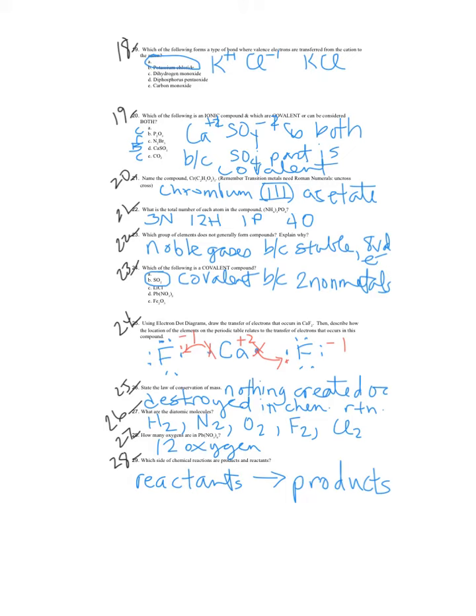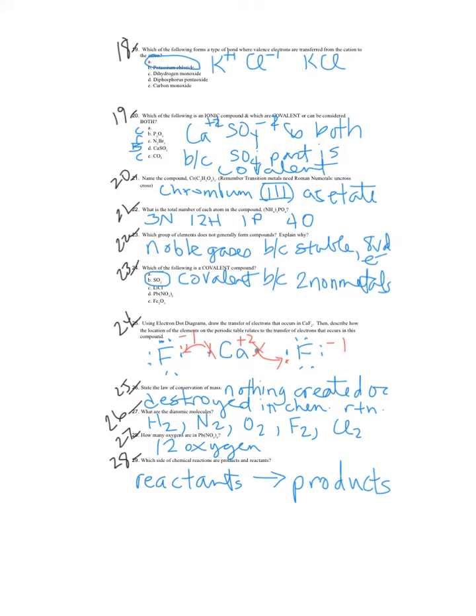Page 3 begins with question 18, asking which of the following forms types of bonds where valence electrons are transferred. So that means you have to have a metal and a non-metal, one with a positive charge and one with a negative charge, in order for there to be a transfer of electrons from the metal that's positive to the non-metal receiving those electrons for an ionic compound. So it would be potassium chloride.